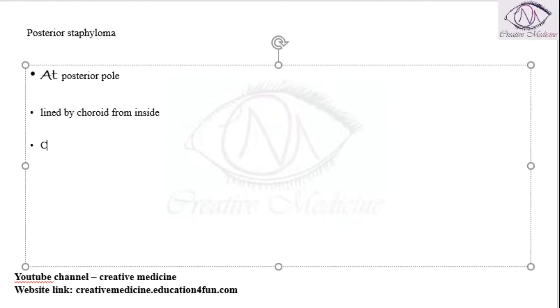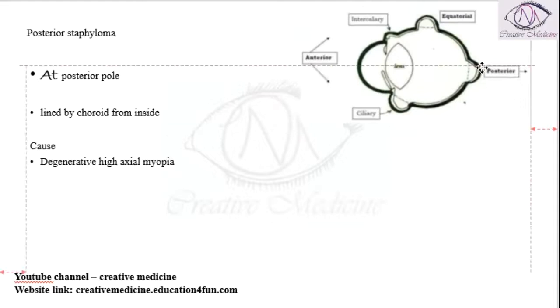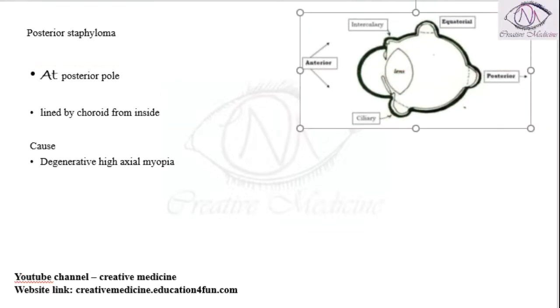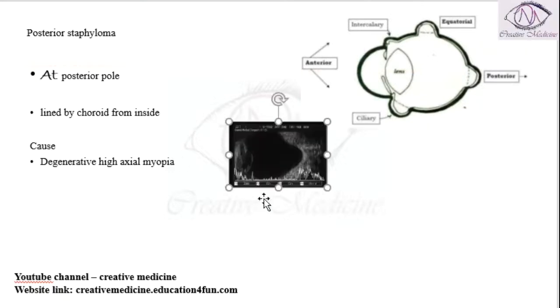The main cause of the posterior staphyloma is degenerative high axial myopia. Degenerative high axial myopia is an important cause of posterior staphyloma. So this is posterior staphyloma. It occurs due to high myopia or index myopia.